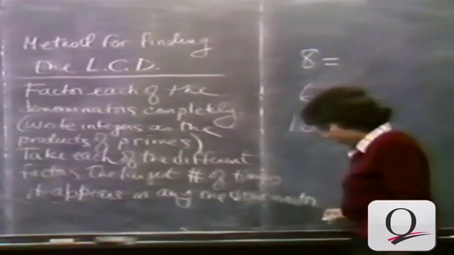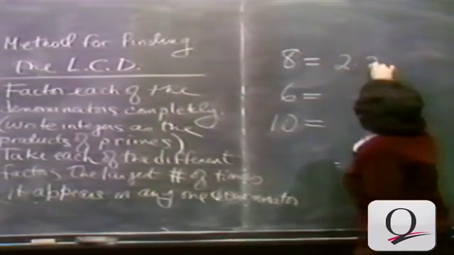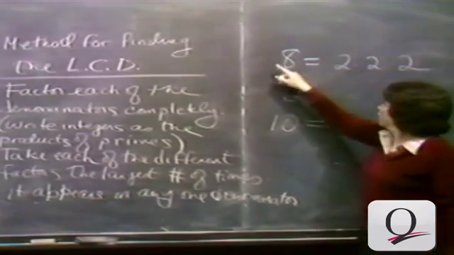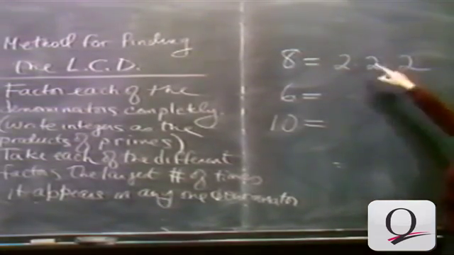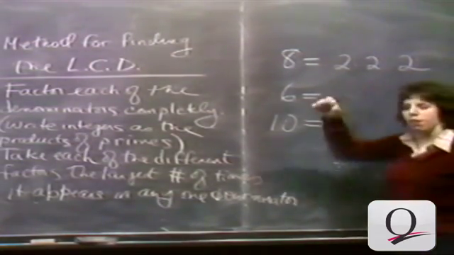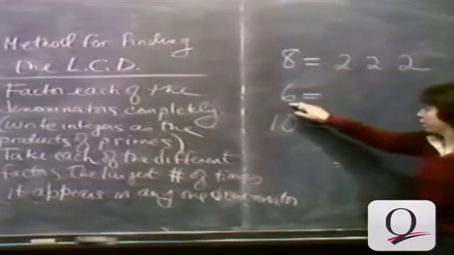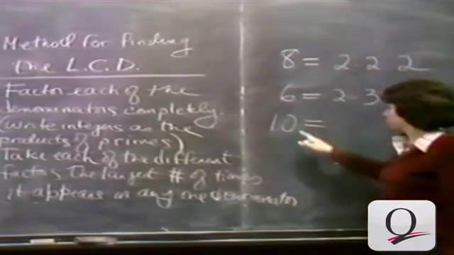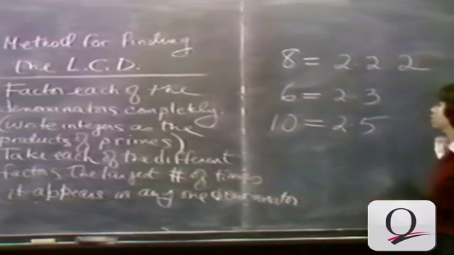Each of these integers is going to be written as a product of primes. 8 is 2 times 2 times 2. You can see it's an even number. You divide 8 by 2, you get 4. Divide 4 by 2, you get 2. In other words, you could start with 2 times 4, and then 4 is not prime, so you make that 2 times 2. Here, 6 divided by 2 gives you 3, and 2 and 3 are both primes. 10 divided by 2 gives you 5. 2 and 5 are both primes.